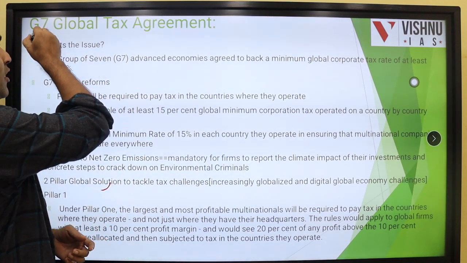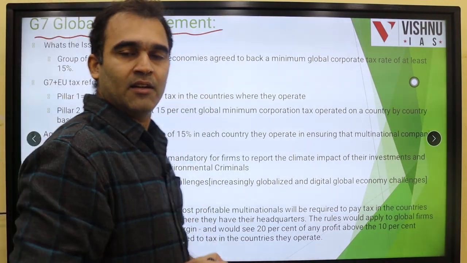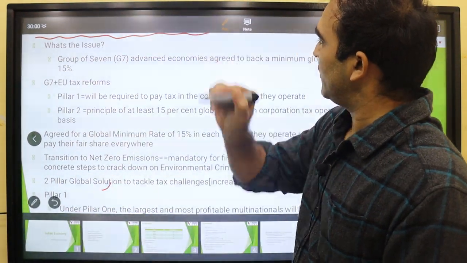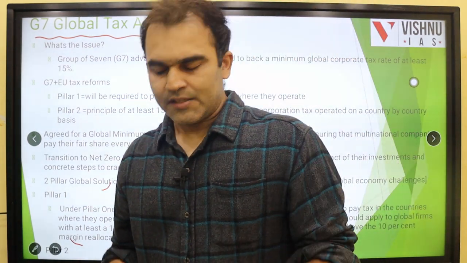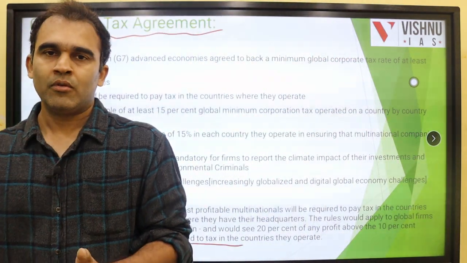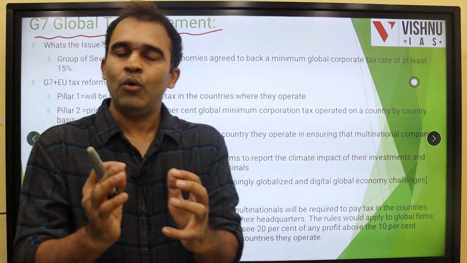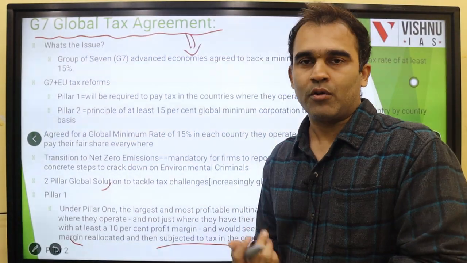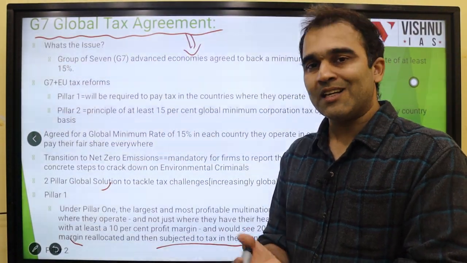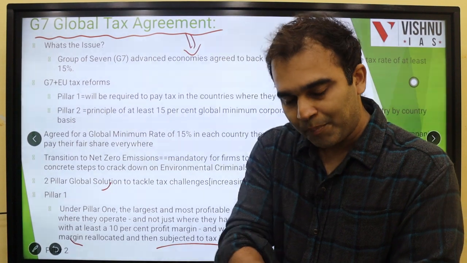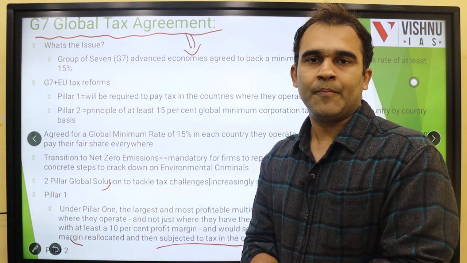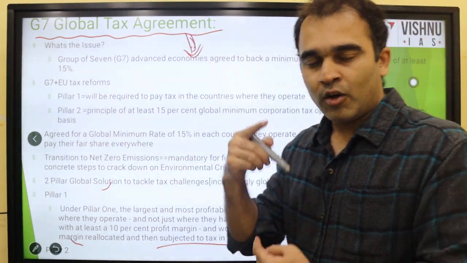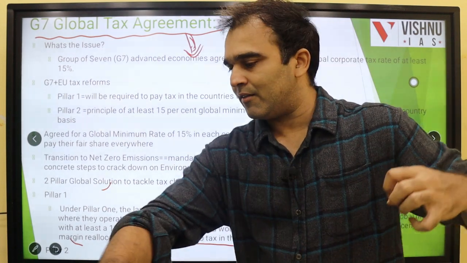So what am I talking about? The topic that I'm talking about is your G7 Global Tax Agreement, which has been signed by the G7. First of all, for any issue, you need to understand what the contents are. What is the discussion all about? Forget about whether it's a prelims topic or what topics can be picked out of it for mains. First, you need to understand what exactly that particular topic is. Only then will you be able to look inside and see, okay, this is the prelims element and this is the mains element.